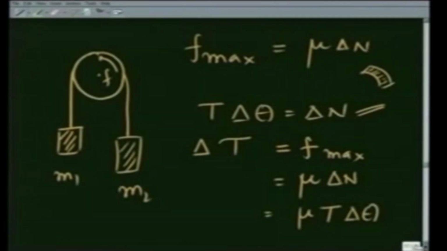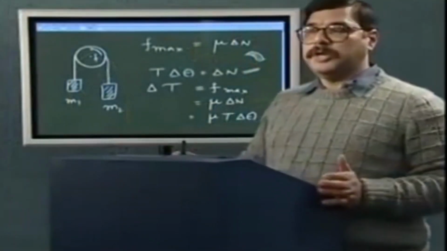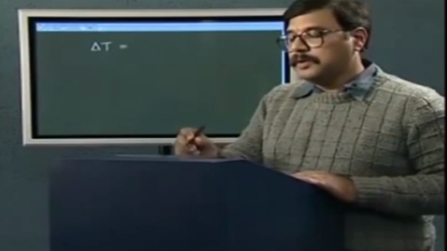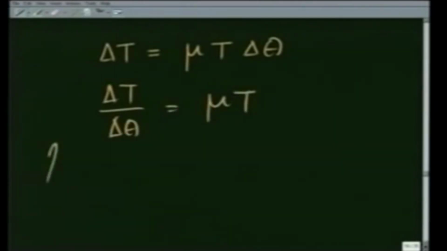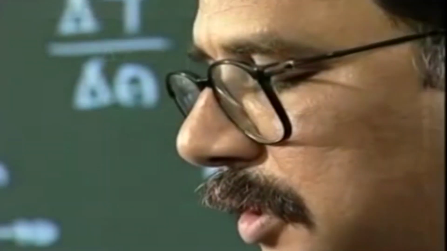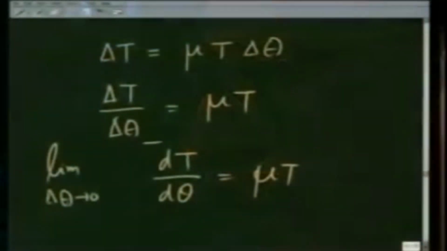So I have a relationship between the tension, change in it with respect to change in theta. That gives me delta T equals mu T delta theta, or delta T over delta theta equals mu T. Limit delta theta going to 0, it gives me dT over d theta equals mu T.